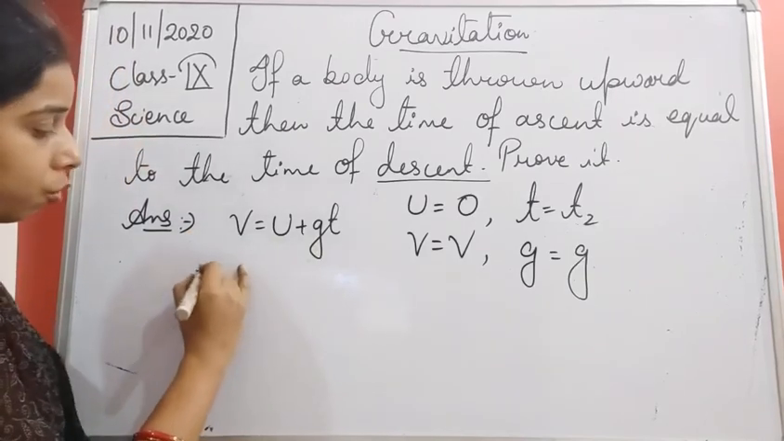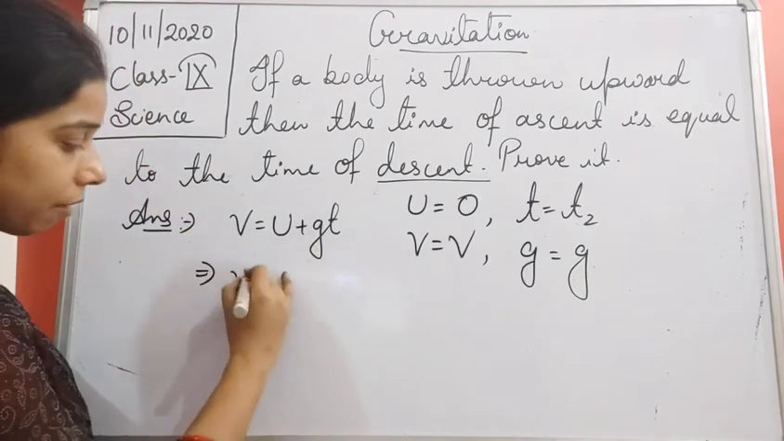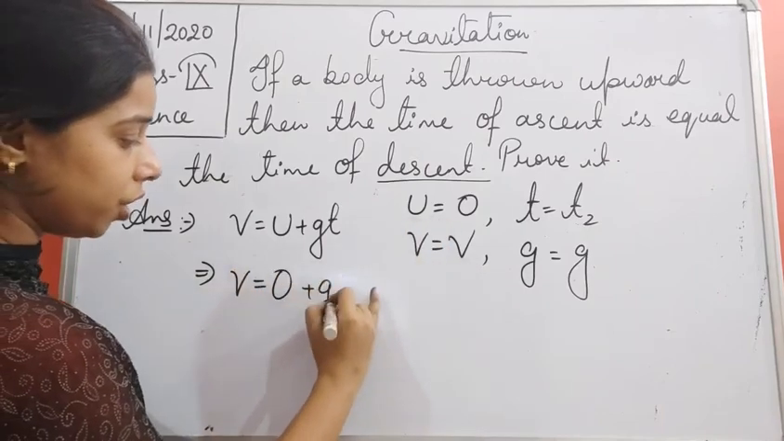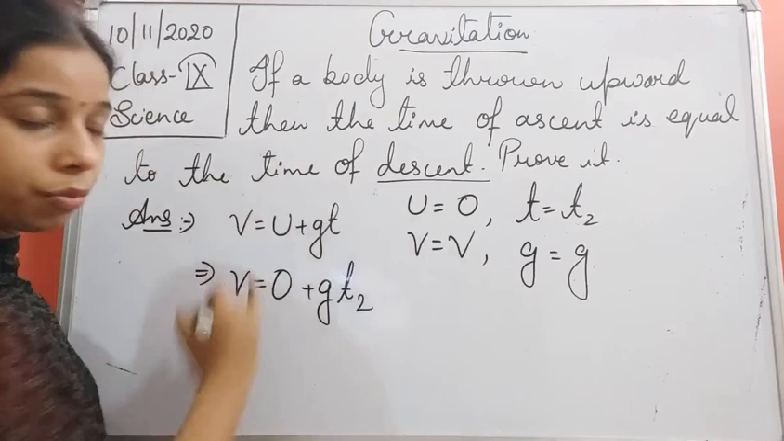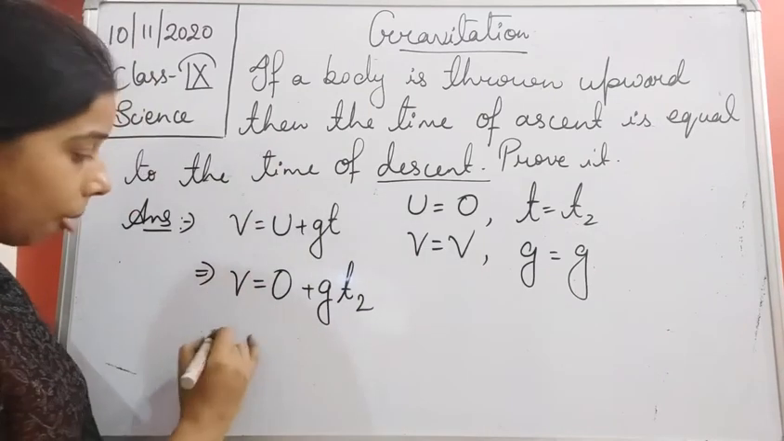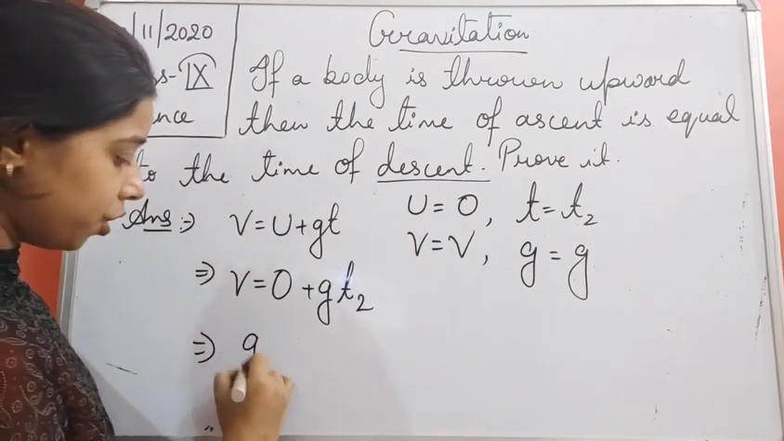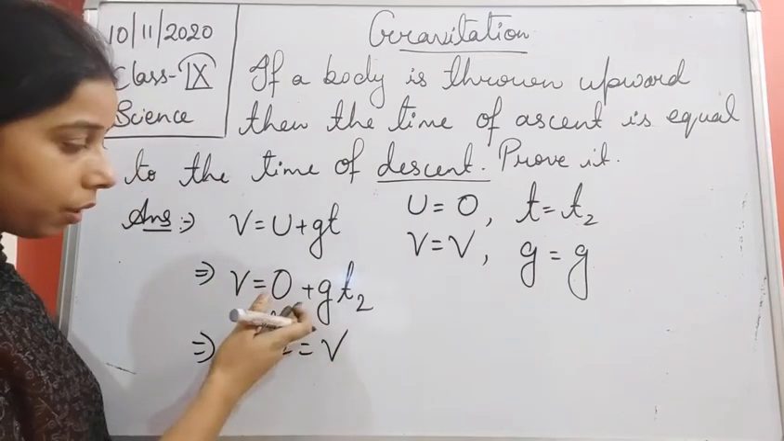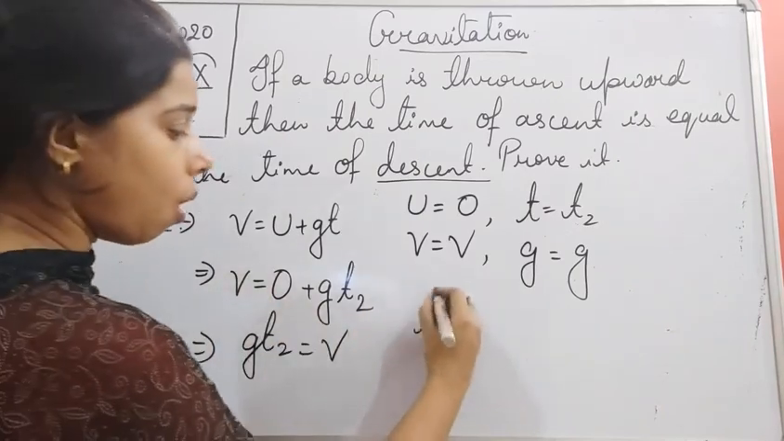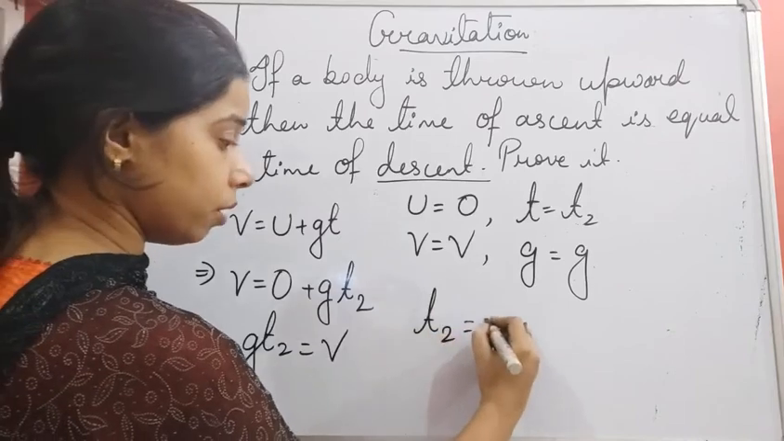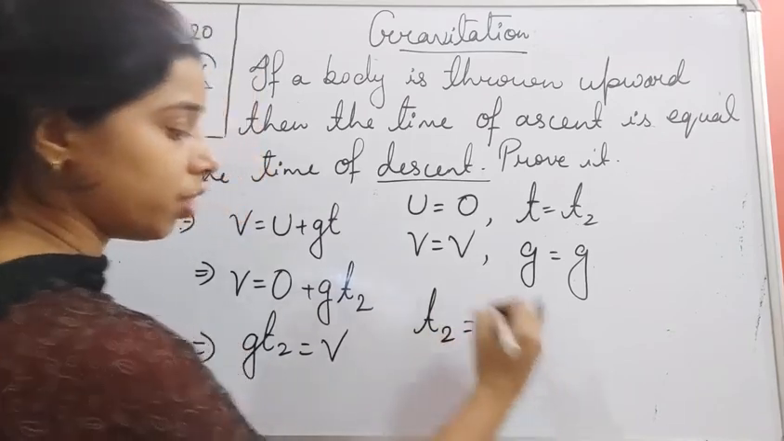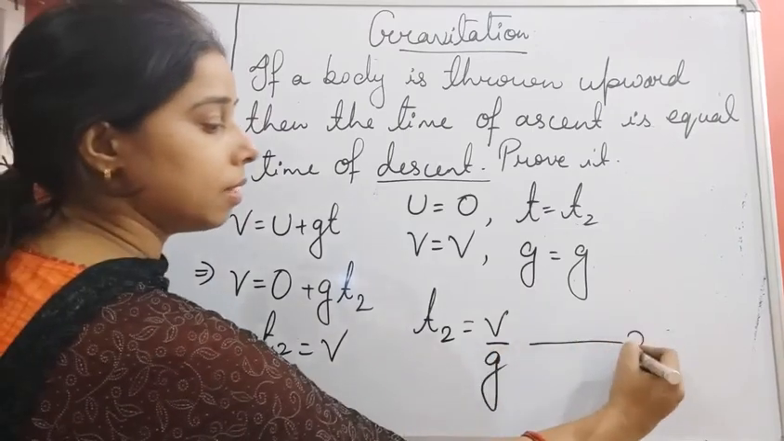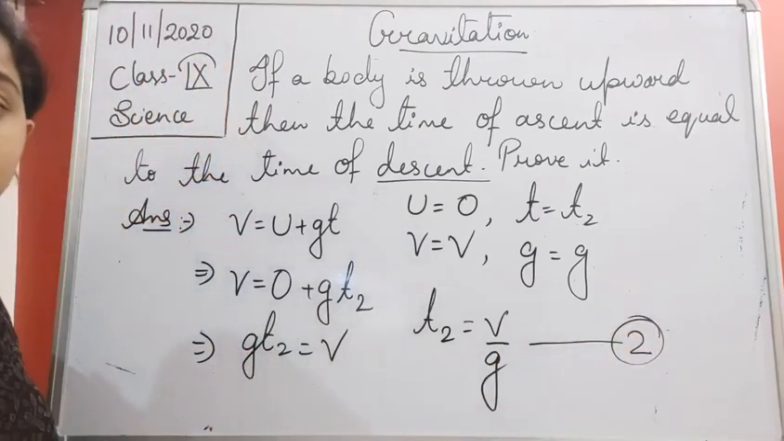So v is equal to u plus gt. The value of v is already there, u is 0, plus g t2. Or you can write g t2 is equal to v, the same thing. You can remove the 0 from here, so t2 will be equal to v upon g. This is the second equation.